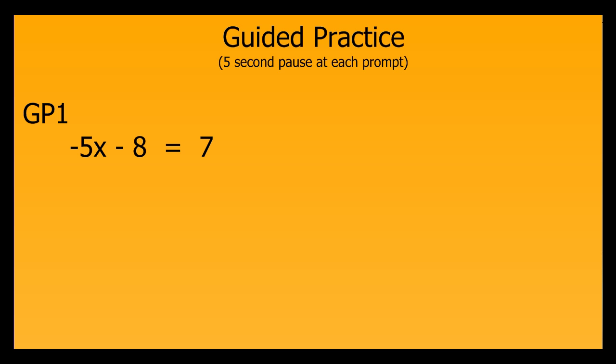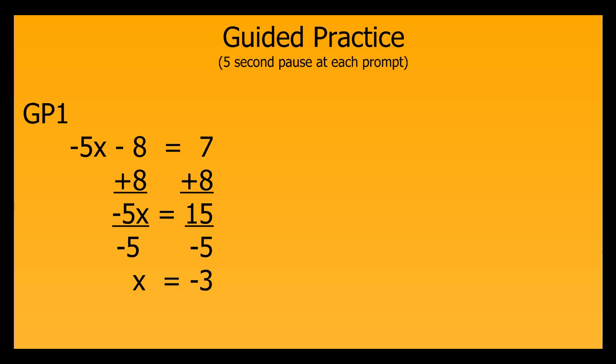You should have responded with, trying to isolate x, or perhaps, get x by itself. Your next question is, what operations have been performed on x? You should have responded with, x has been multiplied by negative 5, and then 8 has been subtracted from it. So what should we do next? We should do the opposite of subtracting 8, so we're going to add 8 to both sides. Now what? We should do the opposite of multiplying by negative 5, so we're going to divide by negative 5.